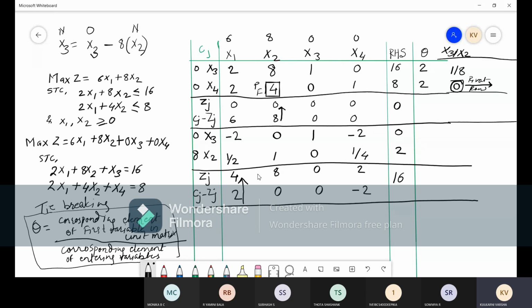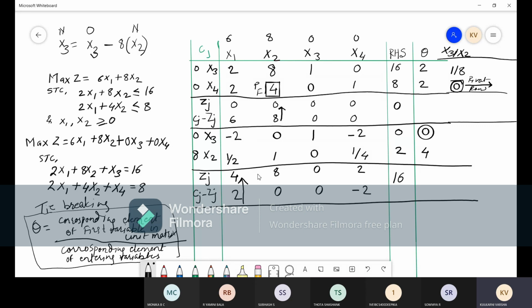So here we'll calculate the theta. How will we calculate the theta? RHS divided by the corresponding element of the entering variable. So 0 divided by minus 2. 0 divided by anything is 0, so write it as 0. 2 divided by half, so it will be 4. Now among this 0 and 4, which is minimum? 0 is minimum. In theta you can consider 0.